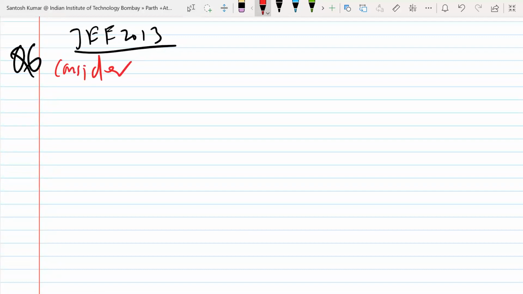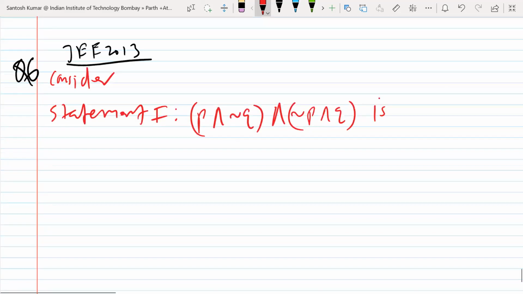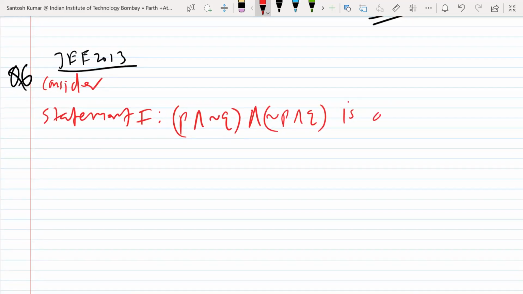Consider statement 1. Okay, so there are two statements. So consider statement 1. The first statement is: P and not Q, and not P and Q, is a falsity. So this is a fallacy.